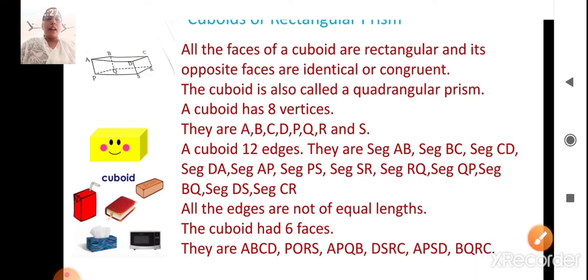So in all there are 6 faces in cuboid. We have 8 vertices in cuboid and 12 edges in cuboid. All the edges are not of equal length.